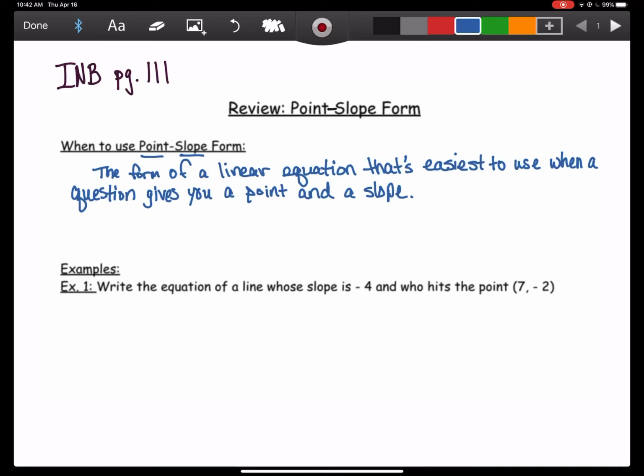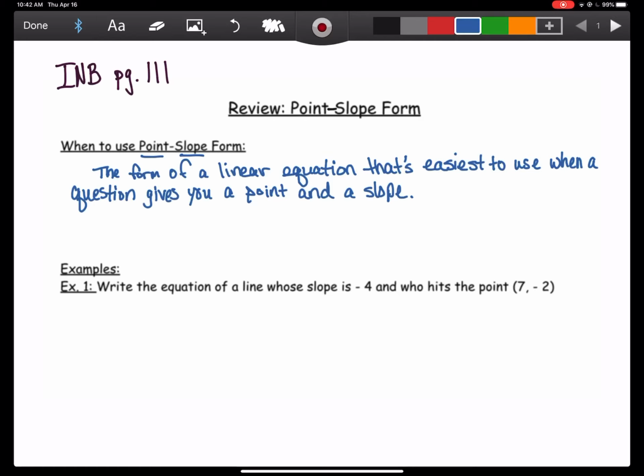So that's it in a nutshell. If a problem gives you a point and a slope, you should be using point-slope form. We saw yesterday that if the question is asking specifically about the y-intercept, then using slope-intercept was the best way to go. But in the problems I'm going to show you in a few minutes, point-slope form is definitely the best way to go.